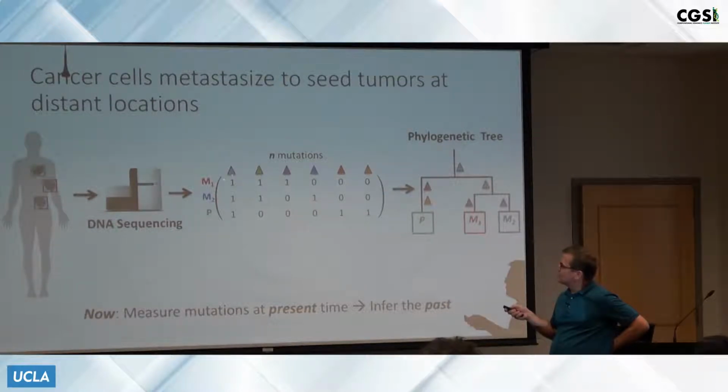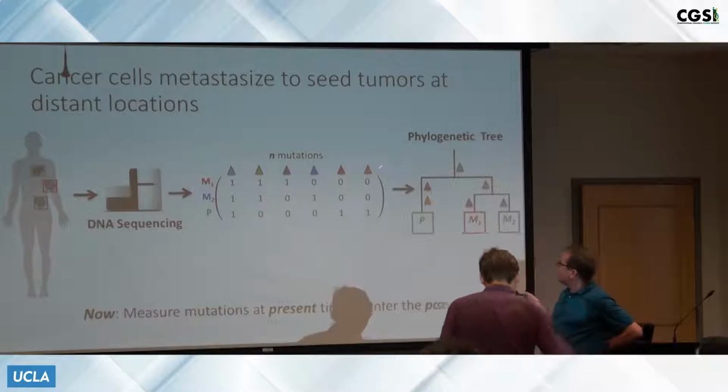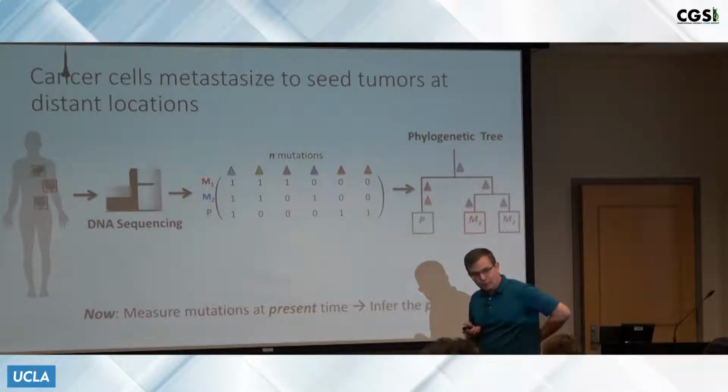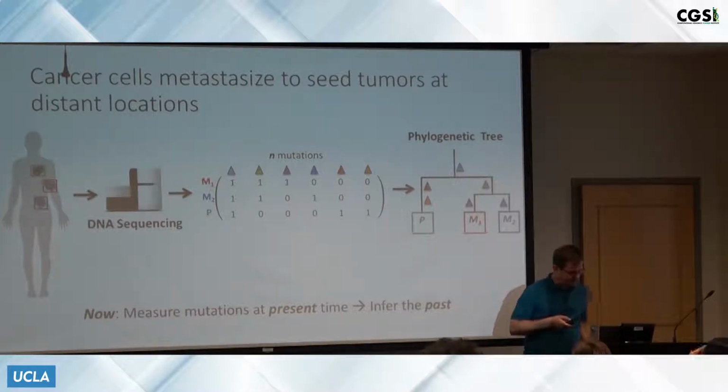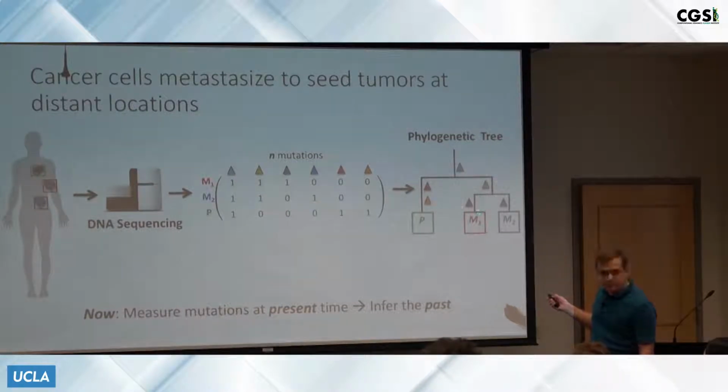So I have a primary tumor, 2 metastases, and I indicated for each of these somatic mutations whether it's present or absent in each of my samples. And then we could make use of the decades of work that evolutionary biologists and computational biologists have undertaken to build phylogenetic trees that represent these samples.